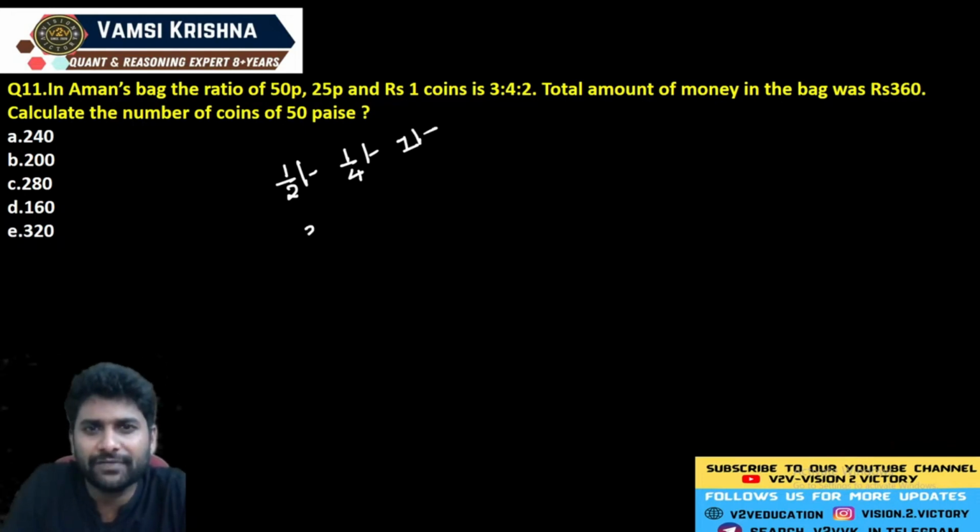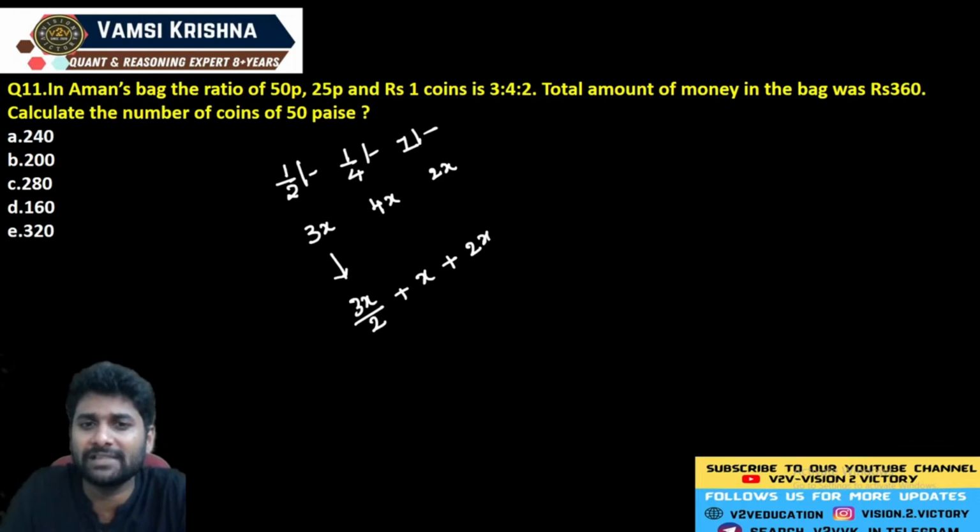Now they are in the ratio of 3 is to 4 is to 2. It means 50 paisa coins are 3x, 25 paisa coins are 4x, and 1 rupee coins are 2x. Now what is the total value here? If 3x is multiplied by 1 by 2, its value is 3x by 2. If 4x is multiplied by 1 by 4, its value is x. And 2x is multiplied by 1, its value is 2x.